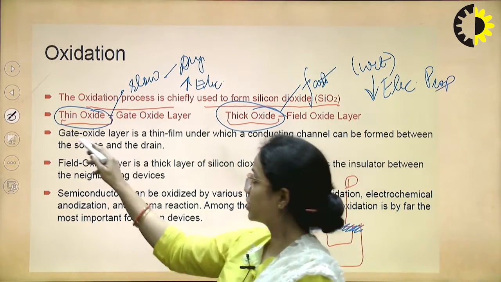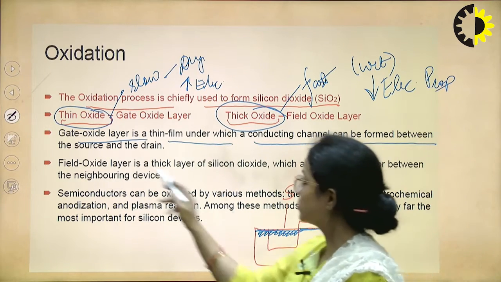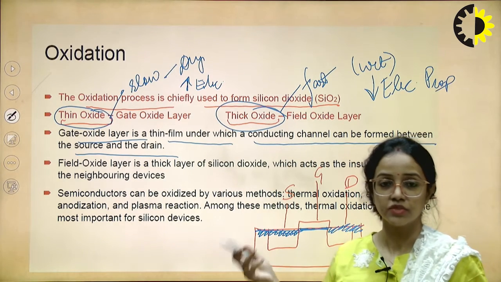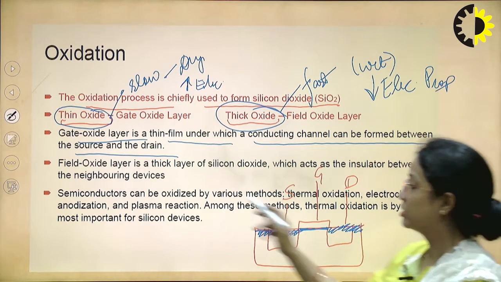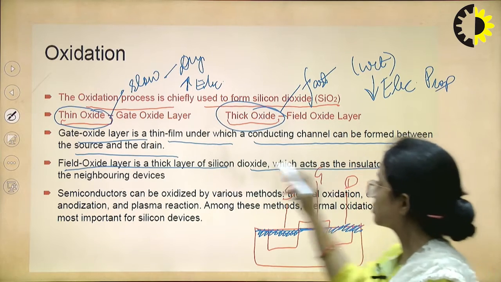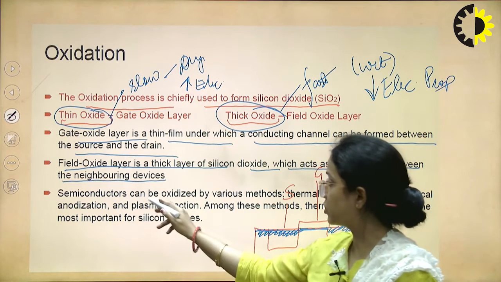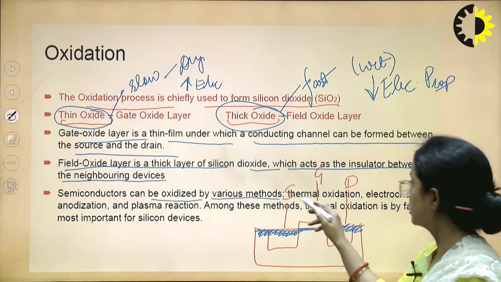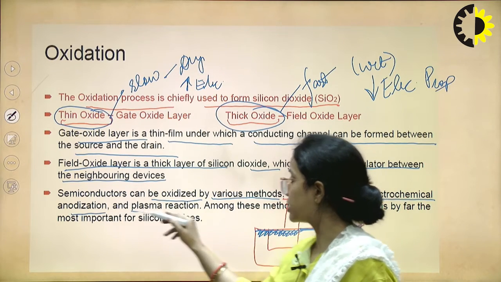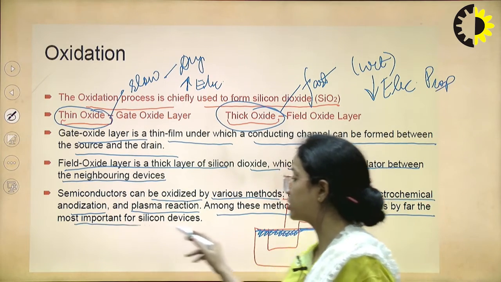Now we can see gate oxide is a thin film under which a conducting channel can be formed between source and drain. So the gate region is a thin oxide layer below which a conducting channel can be formed. Field oxide is a thick layer of silicon dioxide which acts as an insulation between the neighboring devices. Semiconductors can be oxidized by various methods: thermal oxidation, electrochemical anodization, plasma reaction. Among these methods, thermal oxidation is far more important and it is the most common.